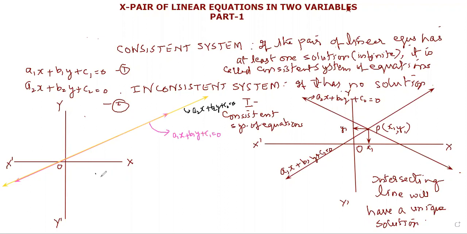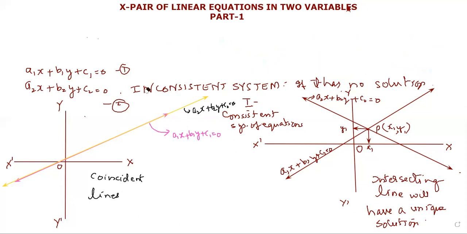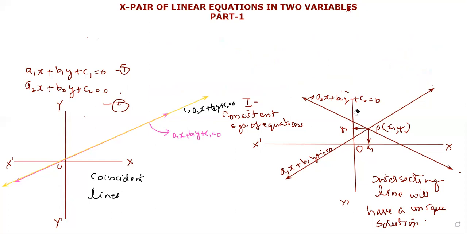So in this case, at how many points are they intersecting? Can you tell me? Here they are intersecting at one point. And these are called coincident lines. So coincident lines intersect at how many points? Can you tell me? Coincident lines intersecting each other means they are cutting each other at how many points? One point? No. Here it is not one point, it is all the points.